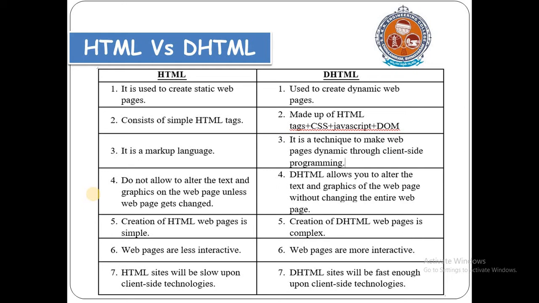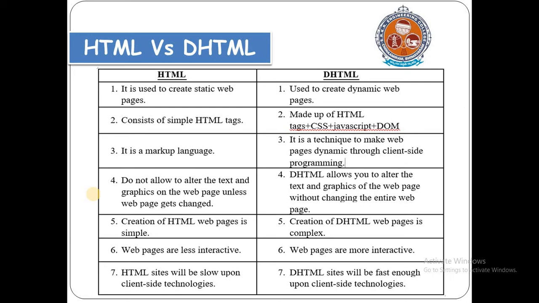HTML is a markup language. DHTML is a technique, not a language, to make a web page dynamic through some programming. In HTML, we cannot alter the text and graphics on the web pages. In DHTML, it allows us to alter text and graphics by using some techniques. We already discussed in the previous videos what the techniques are: some of the event handling methods, and we can change the objects by using event handlers, etc.